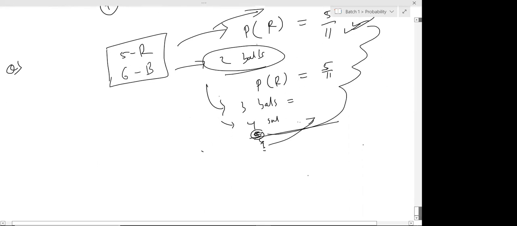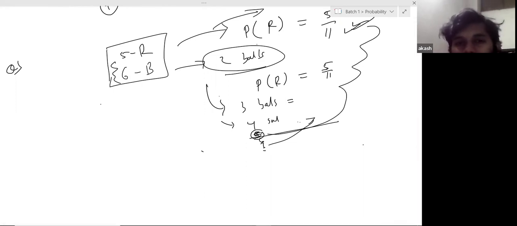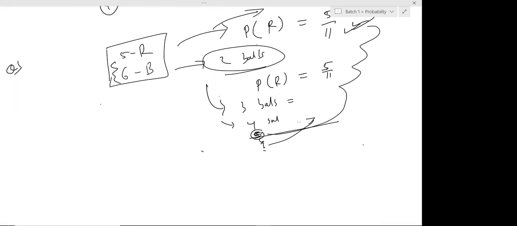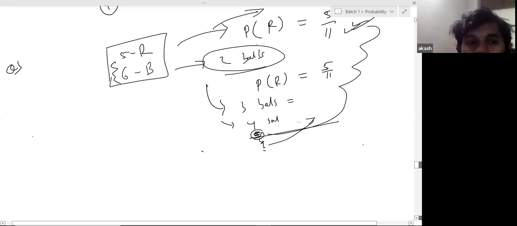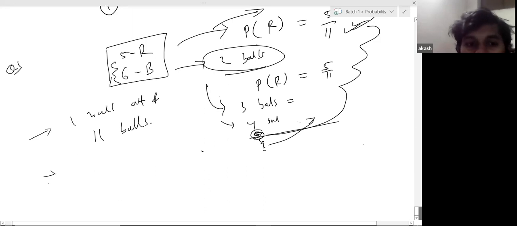So here, you had to select 1 ball out of 11 balls. In how many ways can you do that, Gautam? Sir, 1 by 11. No. I am asking, in how many ways can you select 1 ball out of 11 balls? Remember the ways. How do you calculate that? 11C1. Right? 11C1.